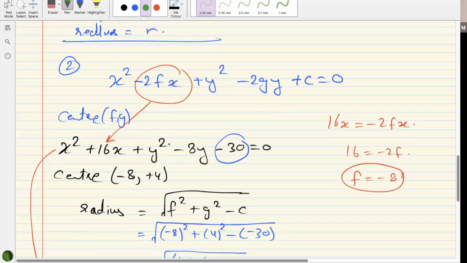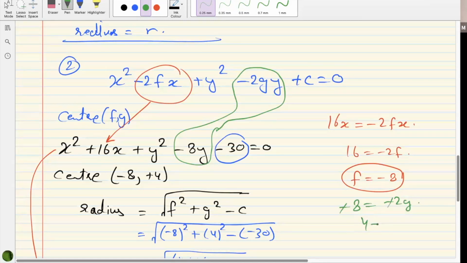For g, the sign is always changed, right? Yeah, that always changes because it is compared to -2. For g, it is -8 equals -2g. The sign changes, makes it positive, divided by 2, 4. So g is 4. And f comma g is the coordinate of the center of the circle.